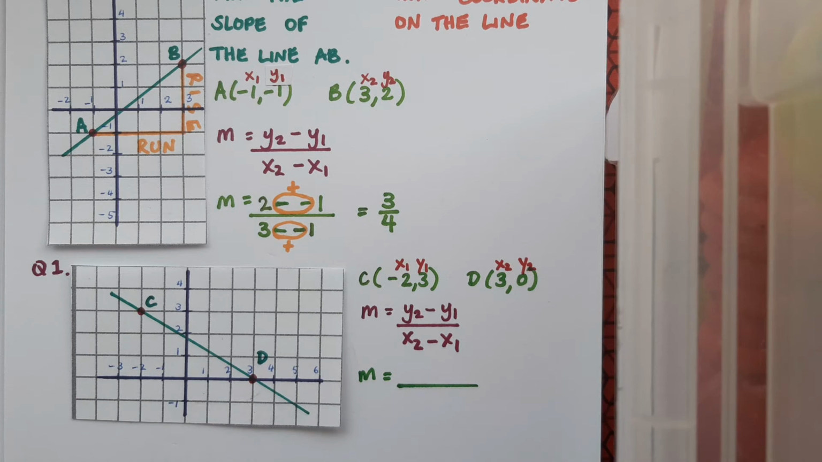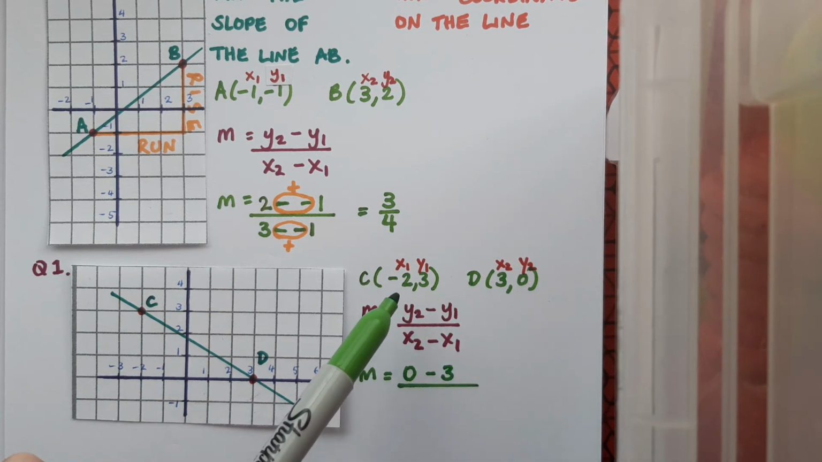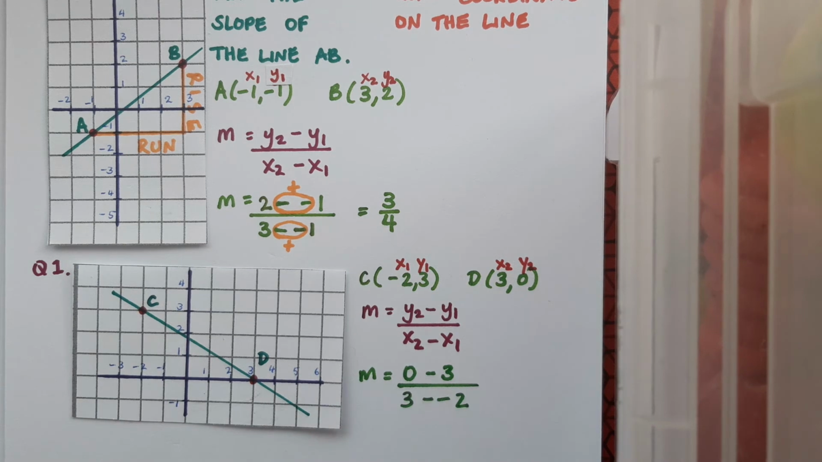So my slope in this case will be y2 minus y1. So that's 0 minus 3. I don't have a double minus this time. I just have the minus from the formula. And then on the bottom, I'll have x2 minus x1. So 3 minus -2. And of course, again, that double negative makes a positive.